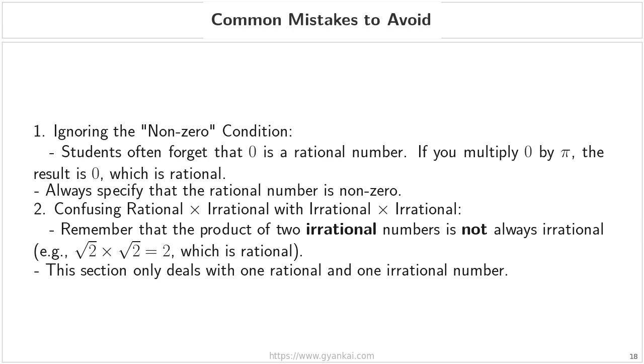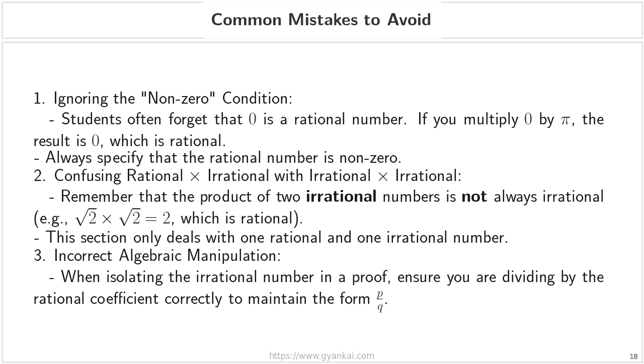Second, be careful not to confuse the product of a rational and an irrational number with the product of 2 irrational numbers. Throughout this session, we have focused on the interaction between one rational and one irrational number. However, if you multiply 2 irrational numbers together, the result isn't always irrational. For instance, the square root of 2 multiplied by the square root of 2 equals 2, which is a rational number. Keep that distinction clear in your mind.